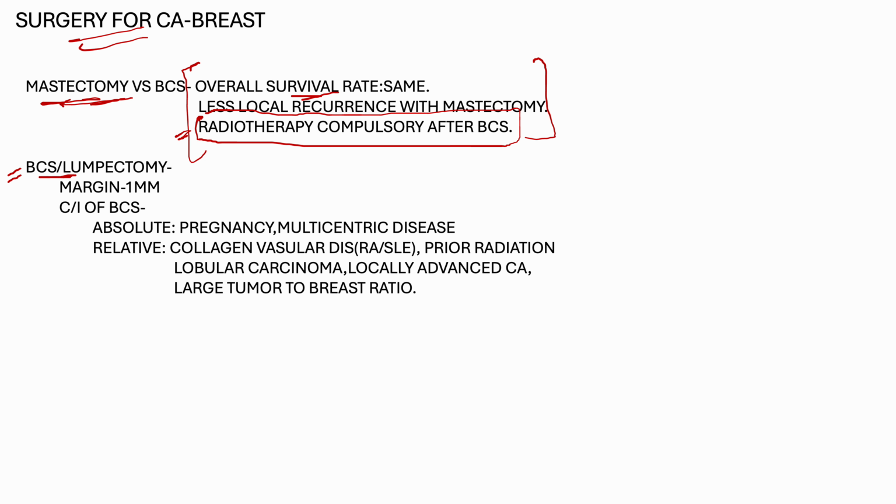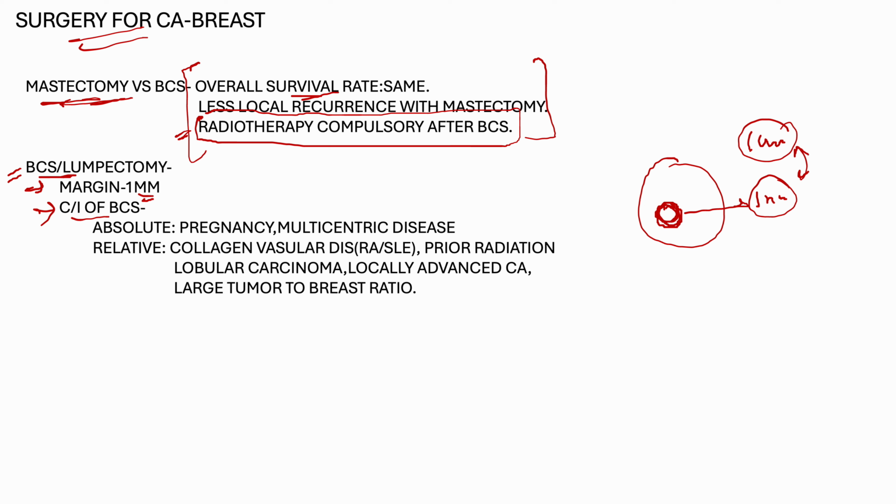BCS is also known as lumpectomy, where we are just removing the lump, the breast lump the patient presented with. The margin that we keep is 1 millimeter. If this is the breast and this is the lump, then we remove this part of the breast, keeping a margin of 1 millimeter. Earlier this was 1 centimeter, which has been reduced to 1 millimeter.